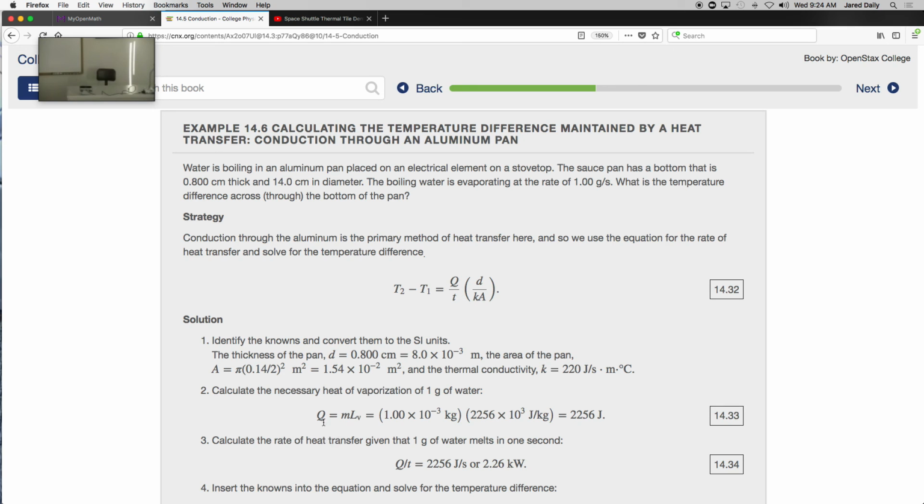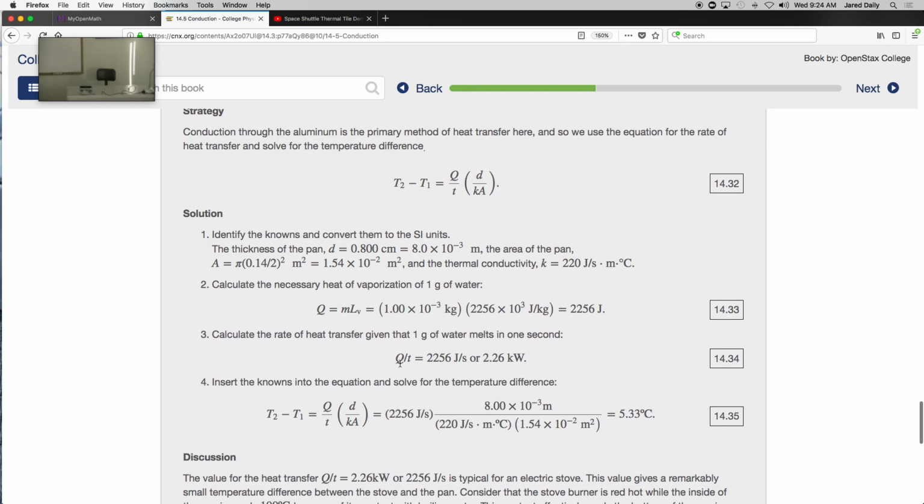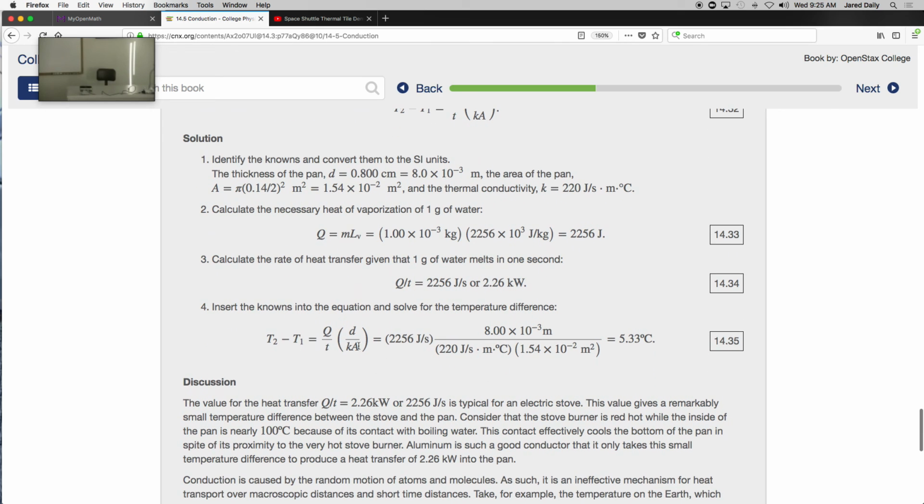Well, we can do that using the latent heat of vaporization equation, right? If we use the mass of water, which is 1 gram, and then we use the latent heat of vaporization, we'll know that 2,256 joules are required to evaporate 1 gram. So if we're doing that every second, then it's 2,256 joules per second being used to evaporate the water in there. Then we can plug that number into Q over T, which is exactly what they do. They plug in the number for Q over T, then they solve this whole equation with all the stuff that we've got, and they find that there's a 5.33 degrees Celsius temperature difference from the bottom of the pan to the top of the pan. Not much. The top of the pan is about the same temperature as the bottom of the pan, only 5 degrees difference.